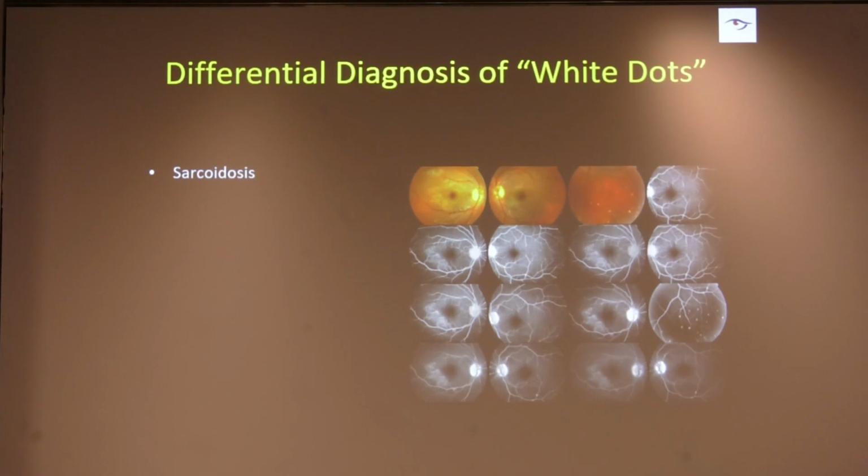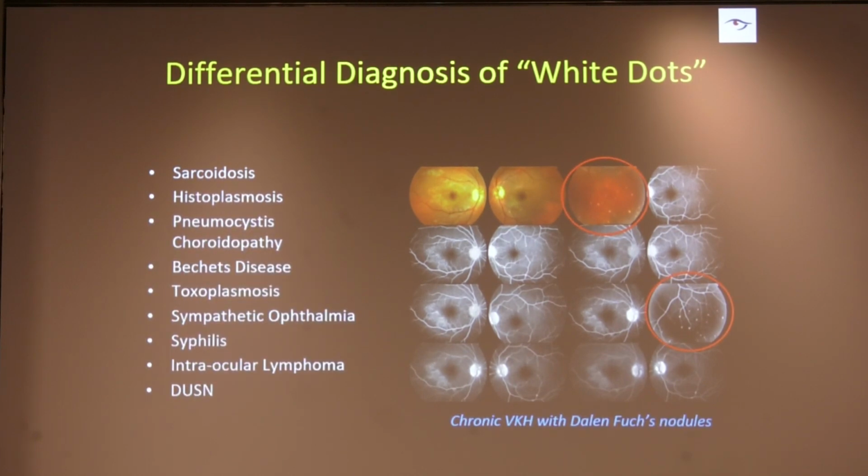I just wanted to mention that the dots can also be seen in the periphery, like the Dalen-Fuchs in these either sympathetic ophthalmia or even in sarcoids over a time. So the differential diagnosis, actually, if we look at sarcoidosis, histoplasmosis, pneumocystitis, choroidopathies, Behçet's, toxoplasmosis, sympathetic ophthalmia. Intraocular lymphomas is one of the main things that we look at right now, and we also have the DUSN.